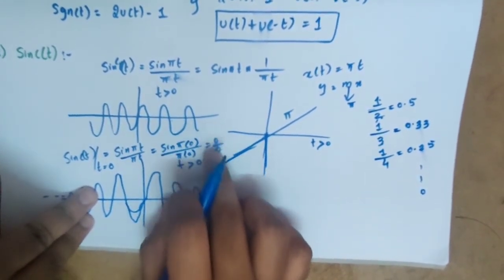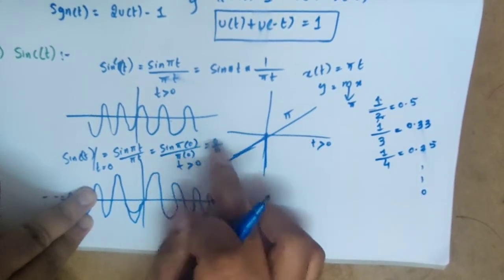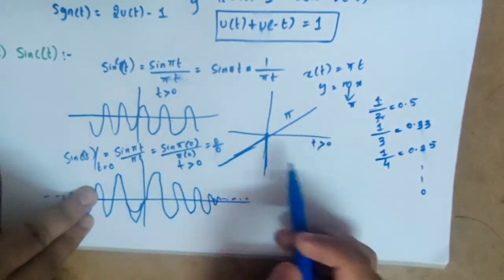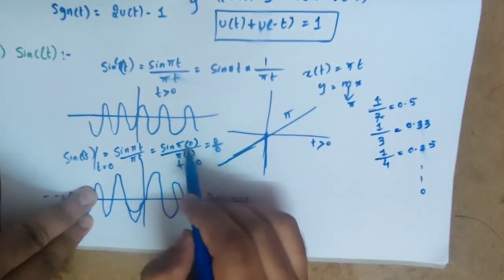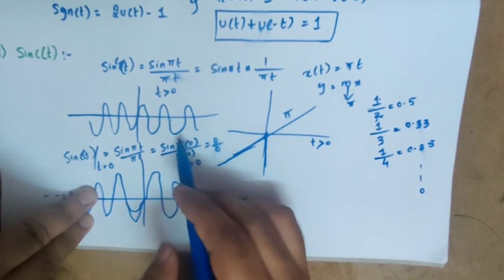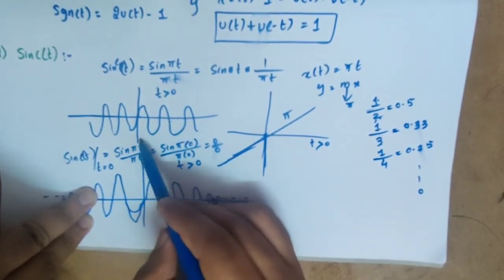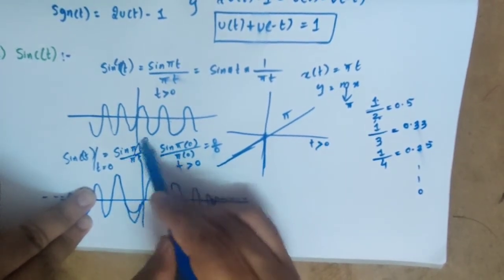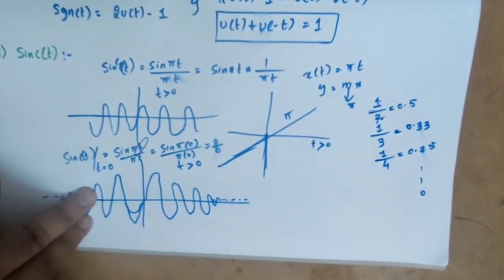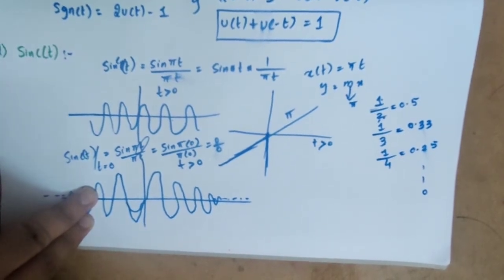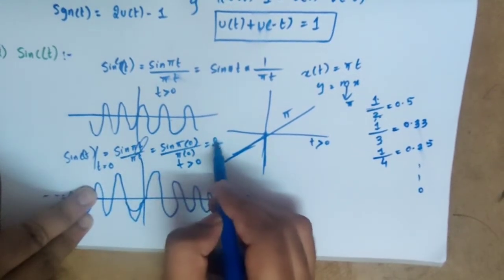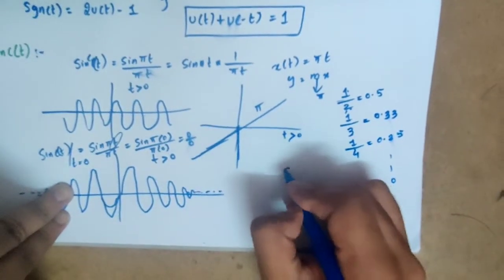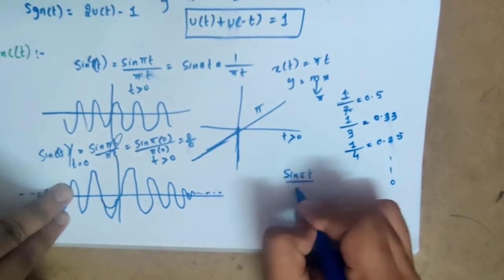When you get this form, we apply L'Hospital's rule, right? You would be knowing about L'Hospital's rule. It is basic math. You would have studied this in intermediate. When it becomes 0 by 0, you have to apply L'Hospital's rule. What is L'Hospital's rule? You have to differentiate both the numerator and denominator with respect to time, or whatever the independent variable is, until the value doesn't become 0 by 0.